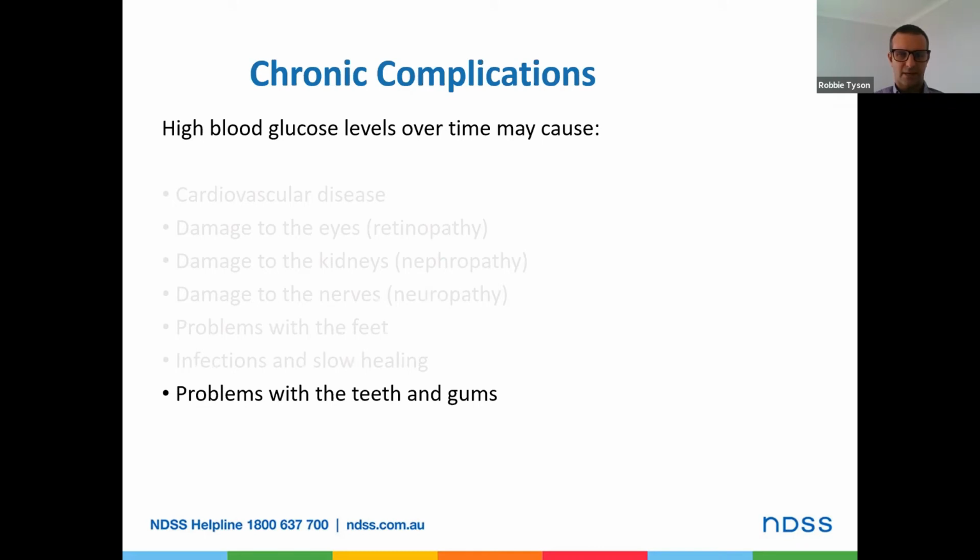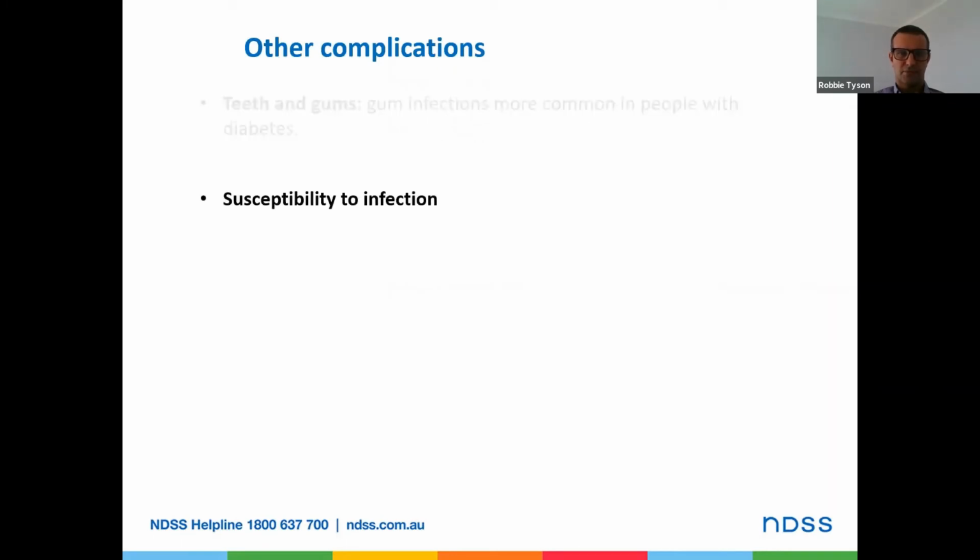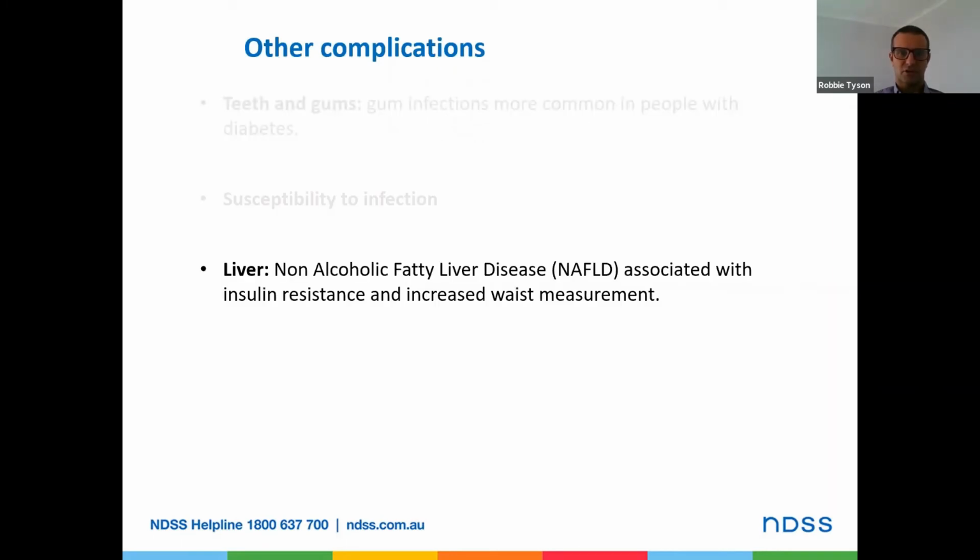Again, excess glucose in the blood feeds bacteria and can lead to problems with teeth and gums, meaning infections of the gums, gum disease, etc. And for males, erectile dysfunction, as the high glucose levels in the blood can interfere with those small blood vessels. Other complications, as we've already talked about, include gum infections and susceptibility to infection with increased blood glucose levels. Non-alcoholic fatty liver disease.